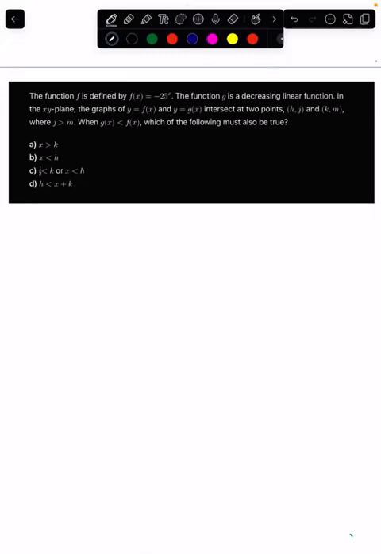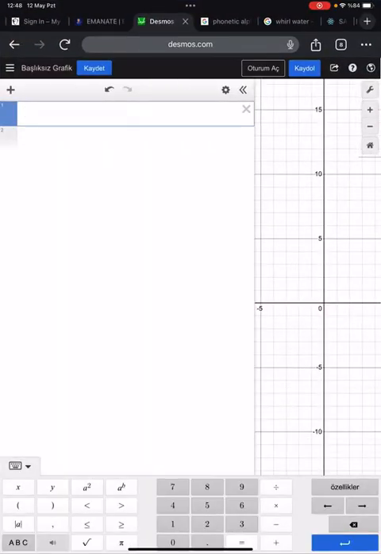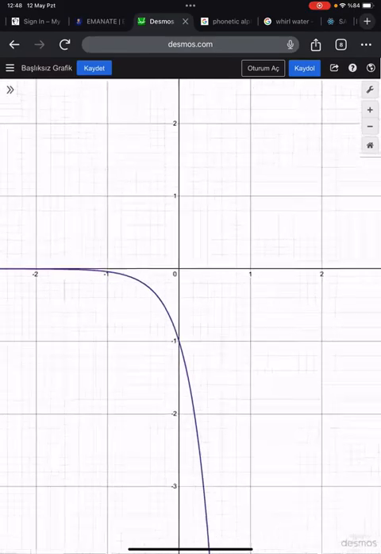The function f is defined by f of x equals negative 25 to the power of x. The function g is a decreasing linear function. So I want you guys to first try to graph this, negative 25 to the power of x. It looks something like this.